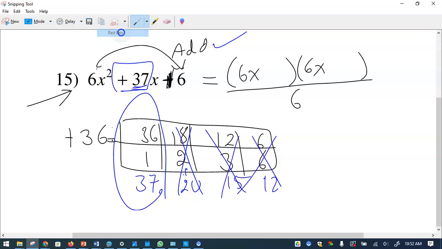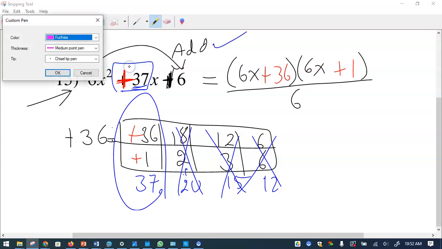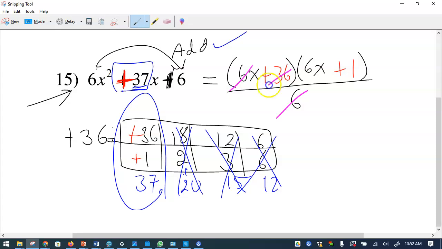The question is whether both take plus plus or minus. And you can see there's a plus sign here, so I'm going to use plus plus. So this becomes plus 36 and plus 1, and then you cross out: 6 divides 6 and 6 divides 6. So your answer is x plus 6 and 6x plus 1. Okay.